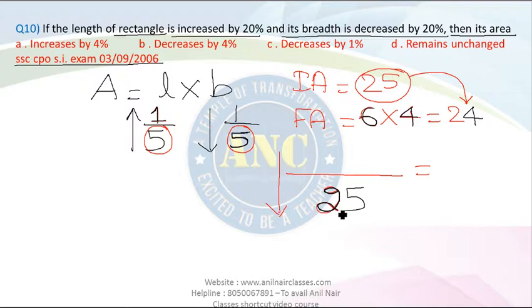Put it in the denominator. 25 is becoming 24. That means there is a decrease of 1. 1 by 25. I already told you the fraction to percentage conversion. 100 divided by 25 is how much? 4%. Now you have two options: increases by 4%, decreases by 4%. 25 is becoming 24, that means there is a decrease. The answer is not option A, but it is option B.